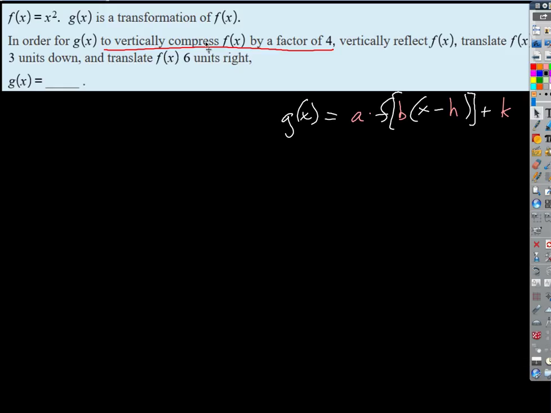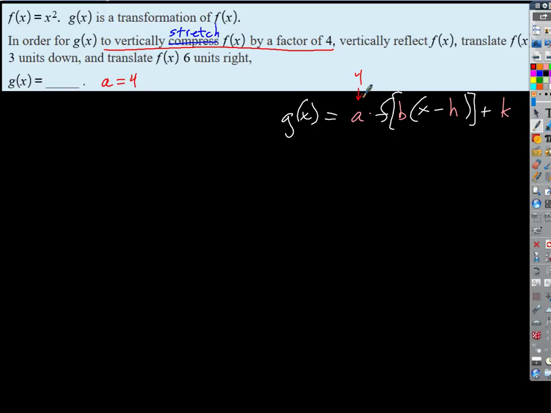It's not going to be compressed, because if it's a factor of 4, if we're multiplying by 4, that's not a compression, is it? That's going to make it bigger. So this question is kind of messed up, and I'll go through and fix them. That's going to be a stretch. We're going to vertically stretch by a factor of 4. So that's a value of A. That's telling us right away that A equals 4. So 4 is what goes there.